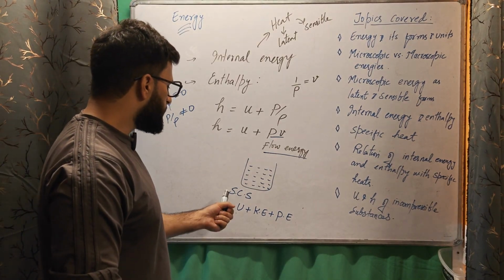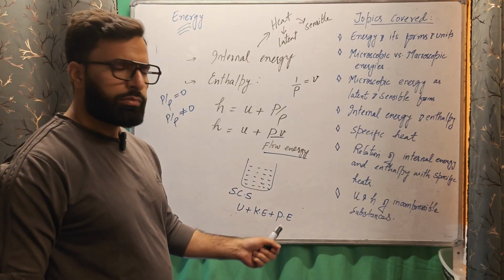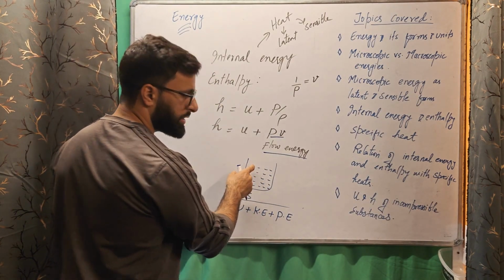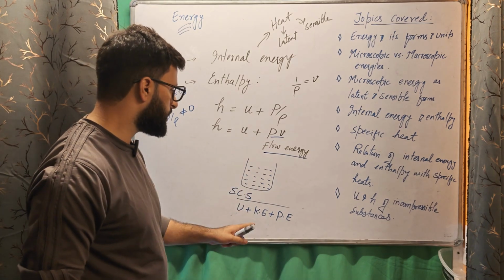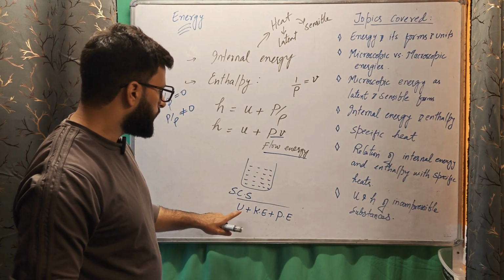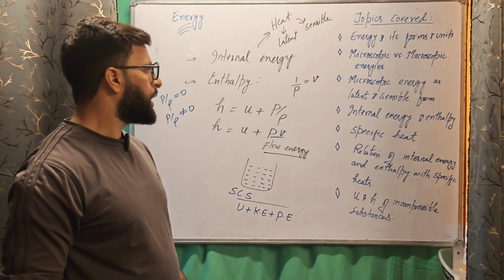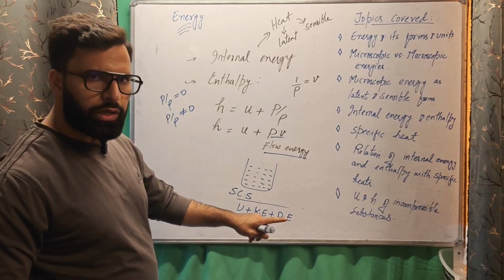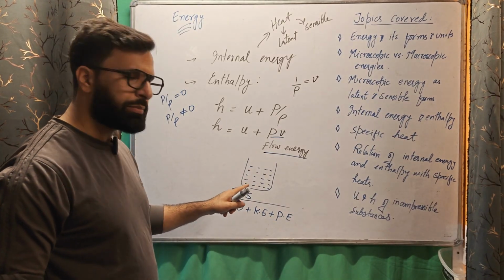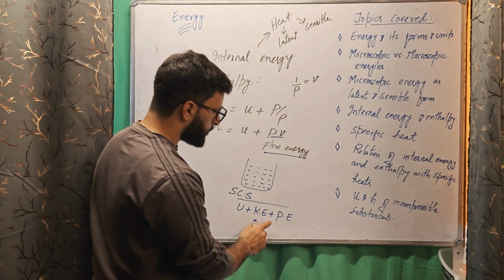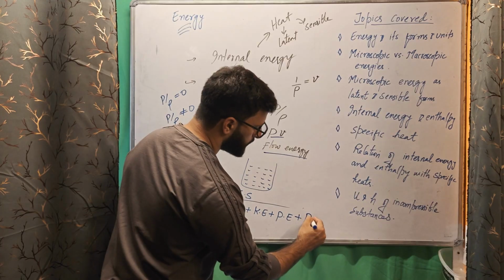So a simple compressible system, if it is stationary, is the system which has internal energy, kinetic energy and potential energy. But if the system is flowing, then the flowing simple compressible system has a fourth form of energy, which is internal energy, kinetic energy, potential energy and flow energy.